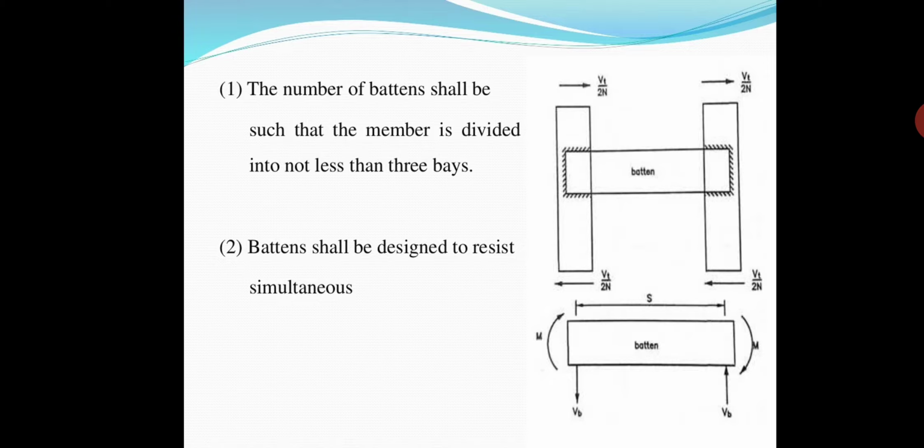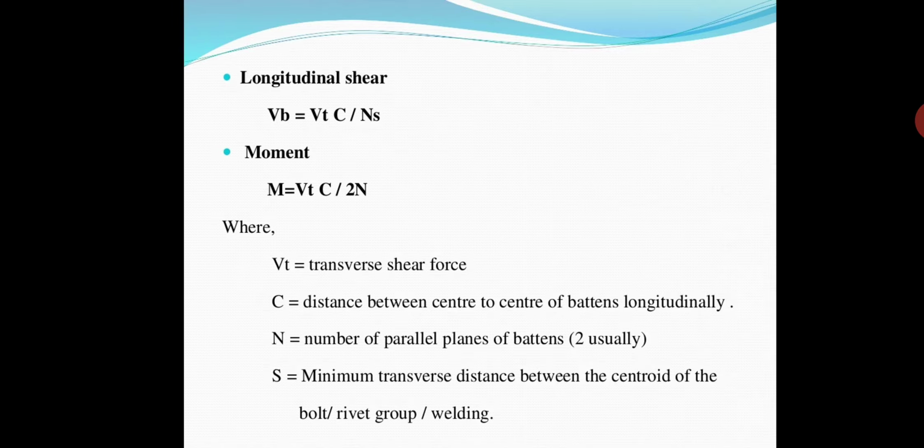So we should provide the batten horizontally. The shear force occurs as VB, and load into distance creates a moment at the end of the batten. So we design to resist longitudinal shear as well as moment. Our first step is that the number of battens should be decided so that there are not less than 3 bays, and the battens shall be designed to resist this simultaneous action of shear force and moment. Before we start the third step, slenderness ratio, first we should know the longitudinal shear and moment.